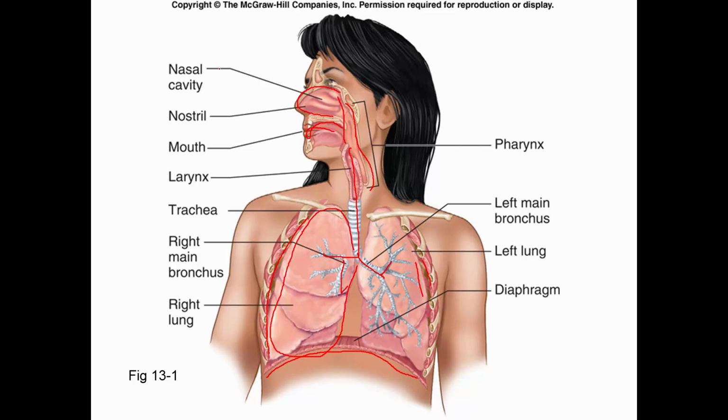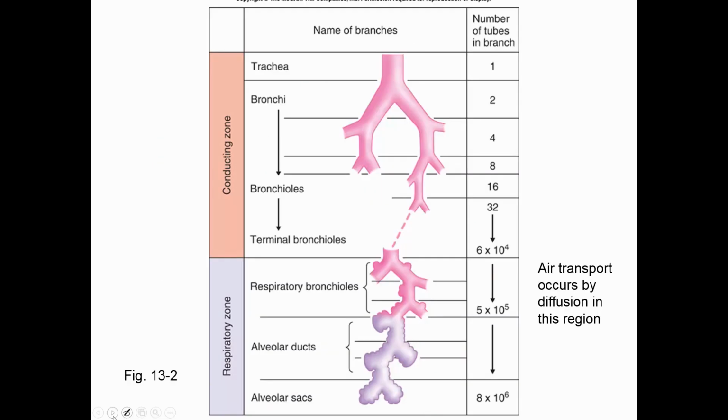I point this out because the mouth, the nose, the pharynx, the larynx, the trachea, and the large airways make up something we call dead space. And then out in the alveoli is actually where gas exchange occurs. So why do we have a system that branches so much, about 23 times, so that we have 8 times 10 to the 6th little alveolar sacs?